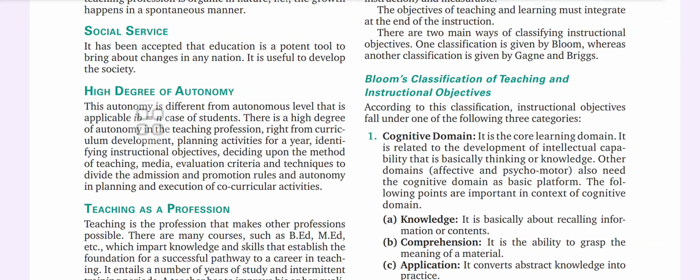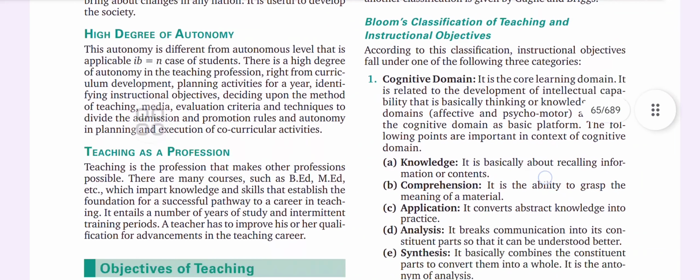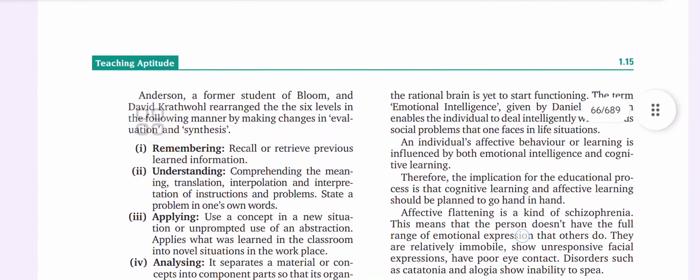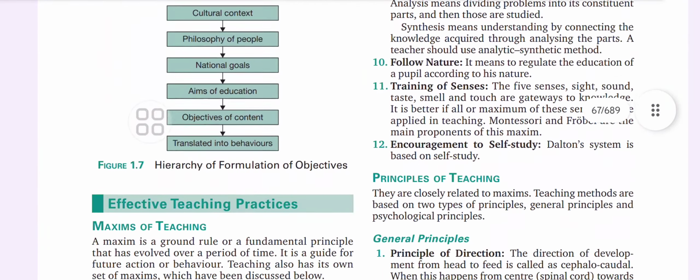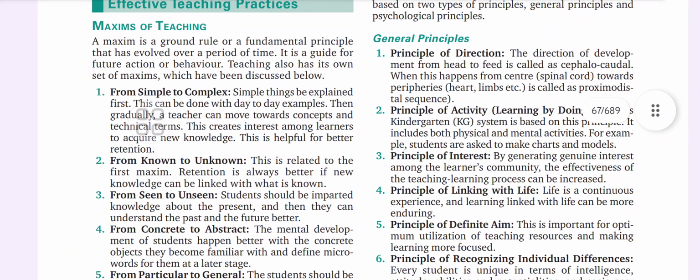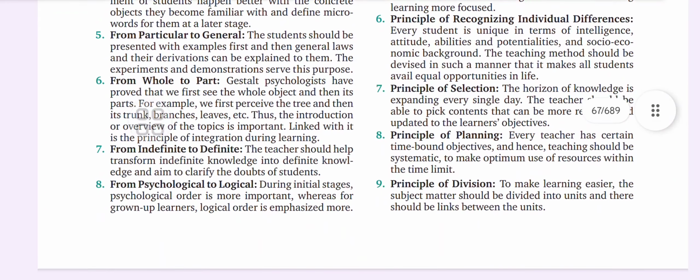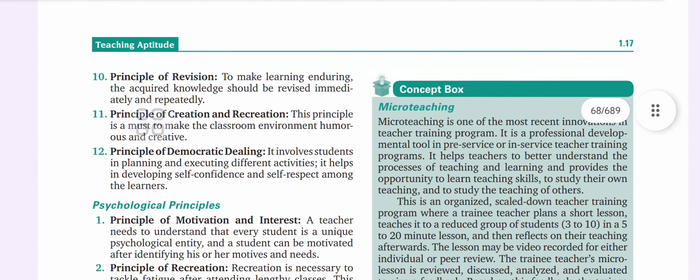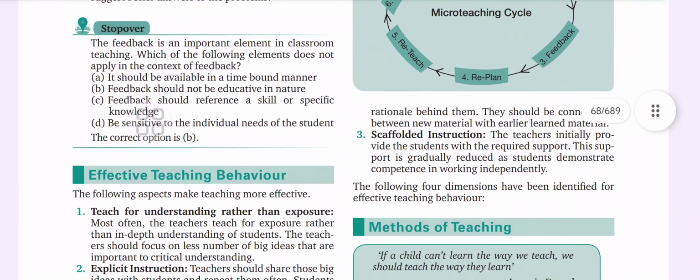Now we go to Bloom's classification of teaching and instructional objectives, like the cognitive domain or other domains. Effective teaching practices go from simple to complex, from known to unknown, from seen to unseen, from concrete. These are features you need to understand because they can give you questions as MCQs. What is micro teaching? So these features you need to understand.